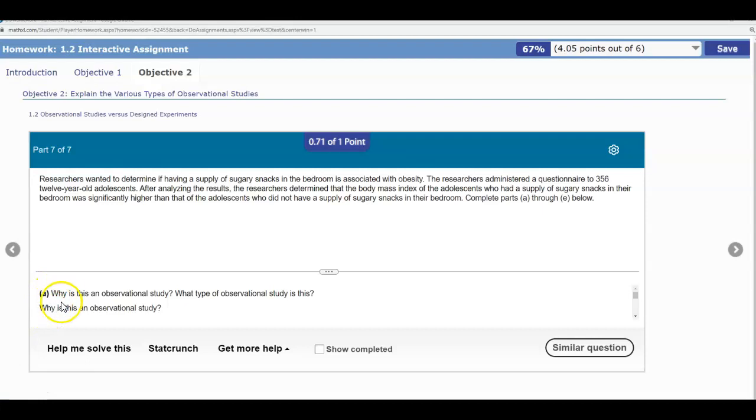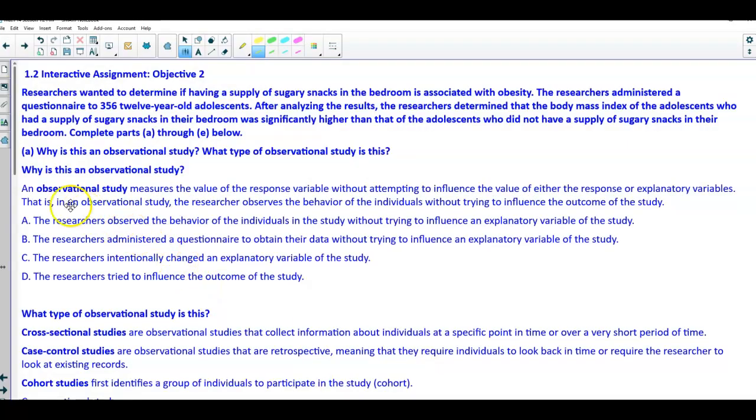Okay, so part A says, why is this an observational study, and what type of observational study is this? So, recall that an observational study measures the value of the response variable without attempting to influence the value of either the response or explanatory variables. That is, in an observational study, the researcher observes the behavior of the individuals without trying to influence the outcome of the study.